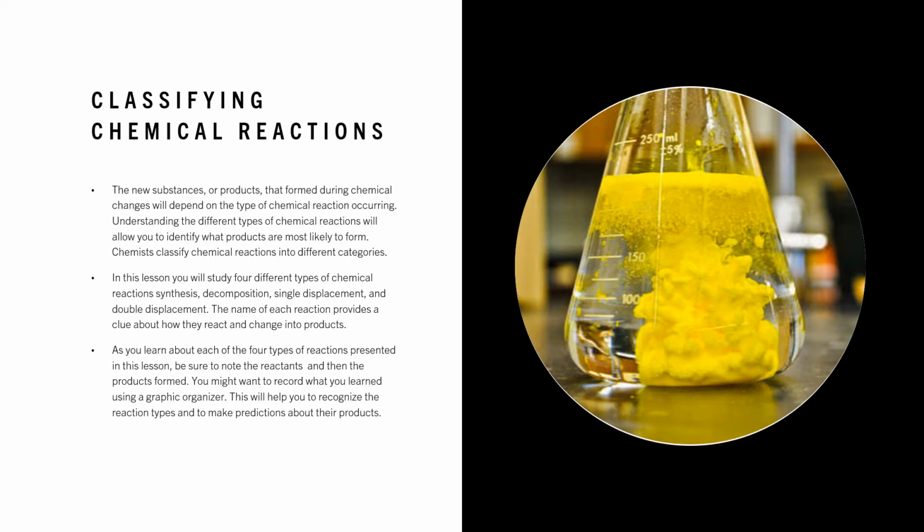The name of each reaction provides a clue about how they react and change into products. As you learn about each of the 4 types of reactions presented in this lesson, be sure to note the reactants, then the products formed. You might want to record what you learned using a graphic organizer. This will help you to recognize the reaction types and to make predictions about their products.